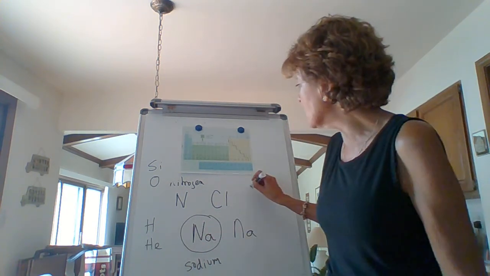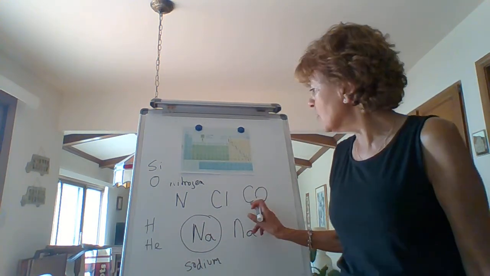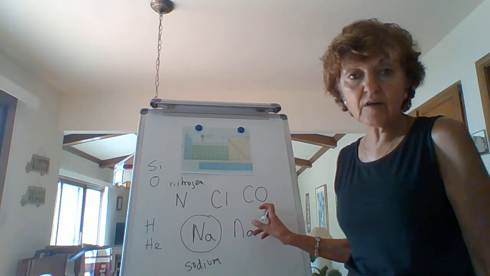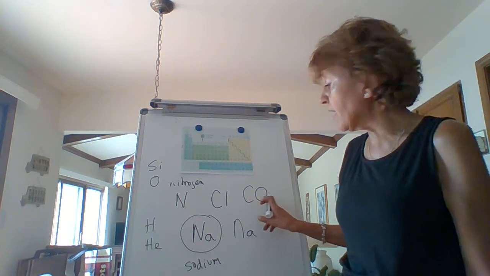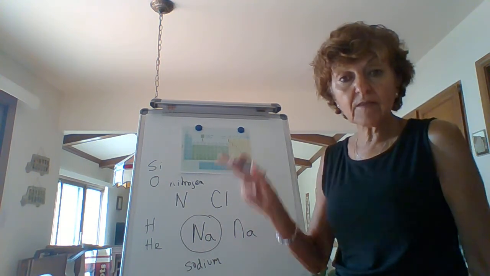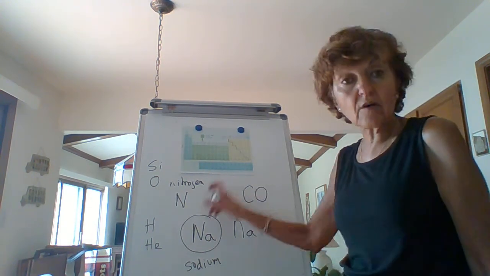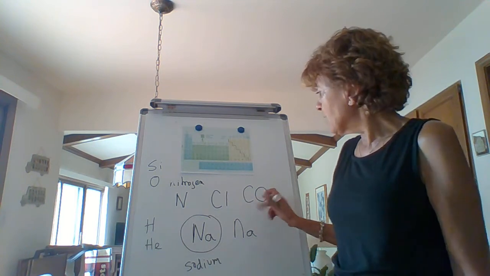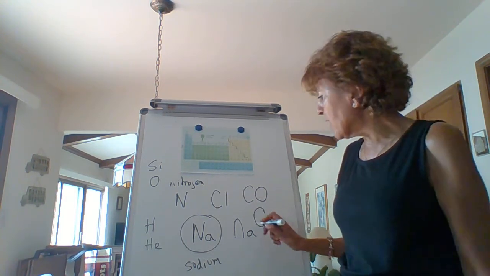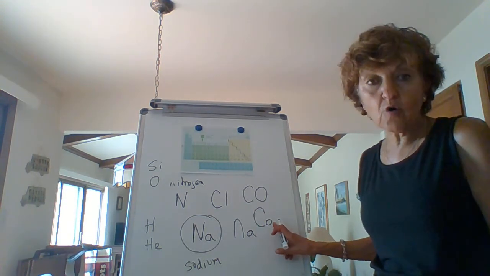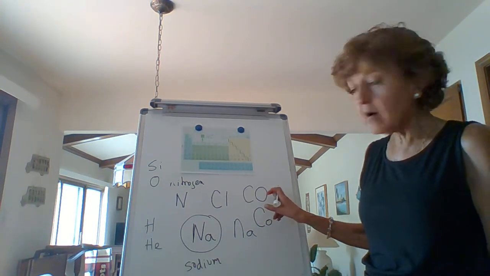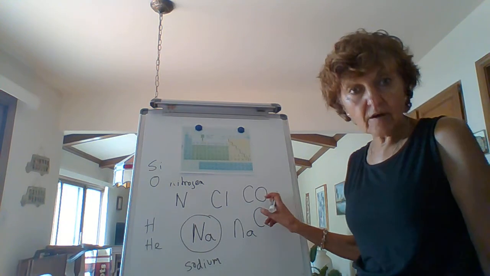If you see something like this, you should immediately know that this is not an element. How do you know it's not an element? Because you have uppercase, uppercase. This means that this is a compound. If this was uppercase, lowercase, yep, that's an element. That happens to be the element cobalt. This is a compound, carbon monoxide.